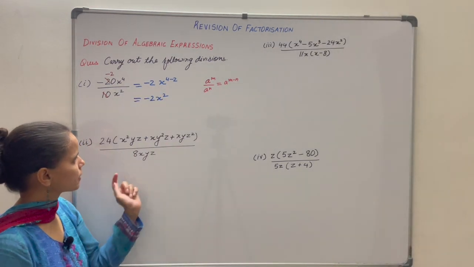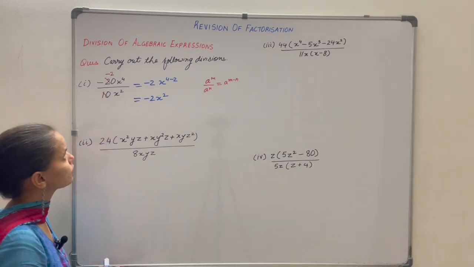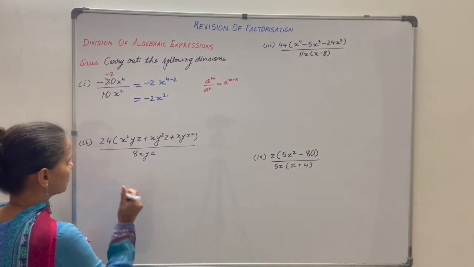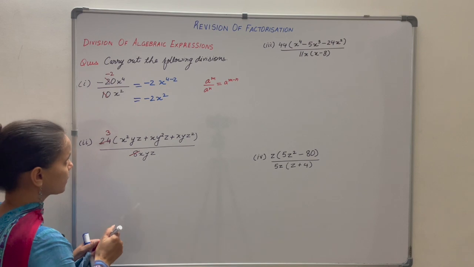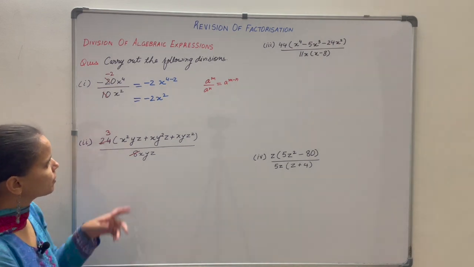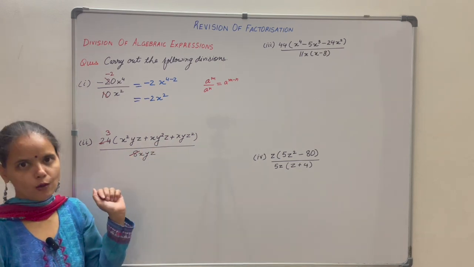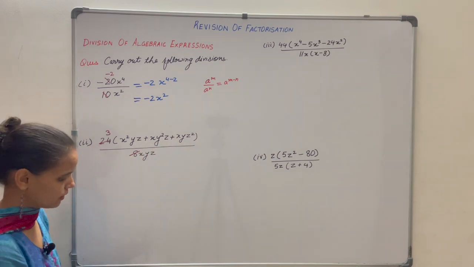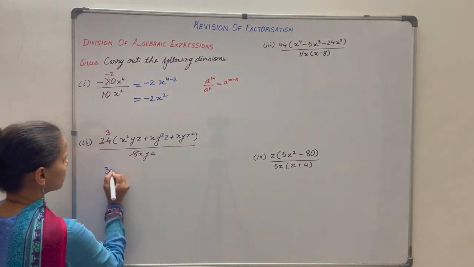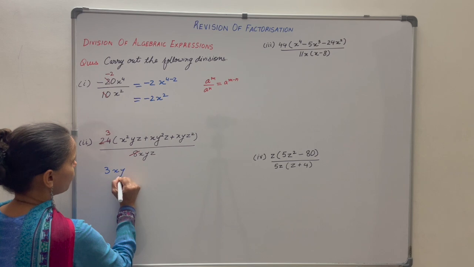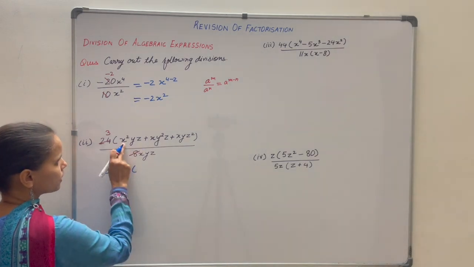Next question. So you have to divide this expression by this expression. You can cancel 8 and 24. So let us cancel it out. Cancel 8. You get here 3. So here in the numerator you can see that in all these three terms x, y, z is common. So let us take that common. So here you have 3. We are taking x, y, z common. So when you take x, y, z common from here, what is left here?